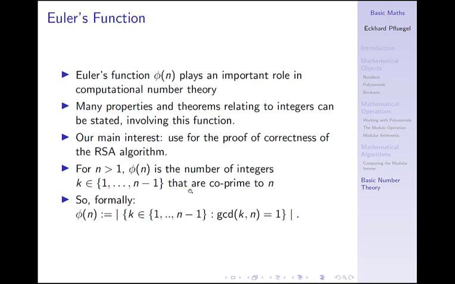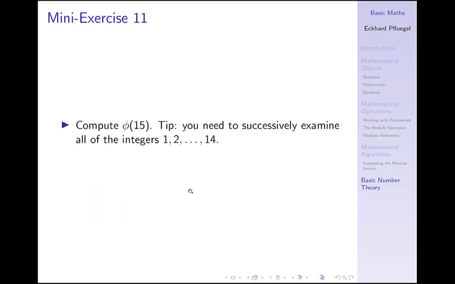It seems kind of weird. It's not clear why this would be useful, but it just turns out that it's a really important thing to know about a given number: how many smaller numbers are co-prime to that number. That's just the way it is. Obviously an amazing discovery by Euler many, many years ago. And you can practice this now in this mini exercise here.